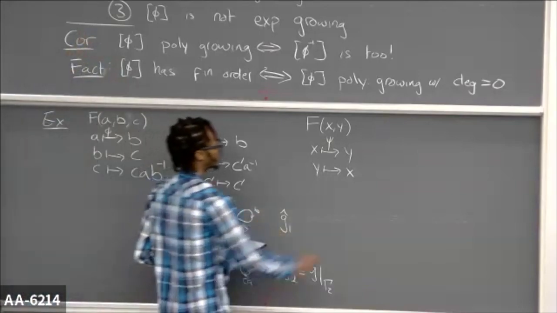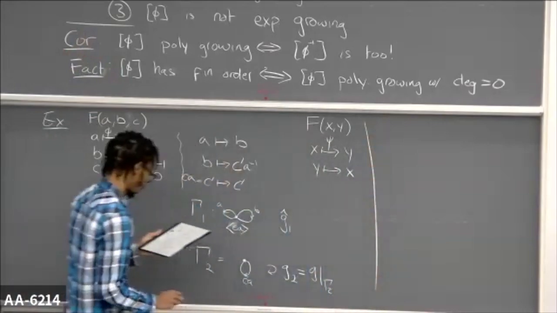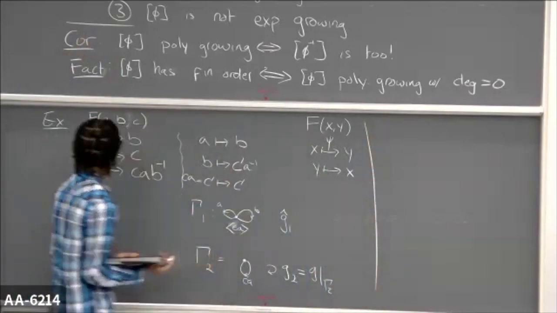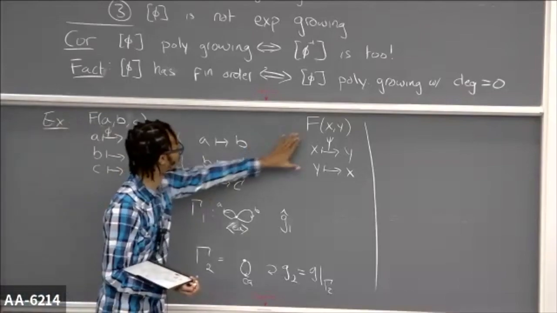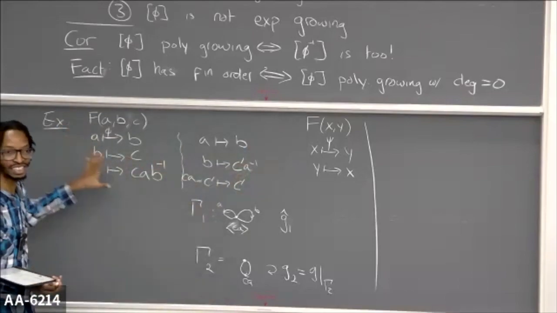And I did bring up this example for a reason. I guess, and I didn't have lots of examples, but you might have been curious about how a free-by-cyclic group can be written as a free-by-cyclic group in different ways. So the mapping torus of this and the free-by-cyclic group for this are actually the same.